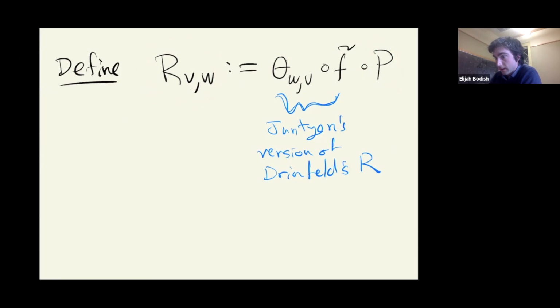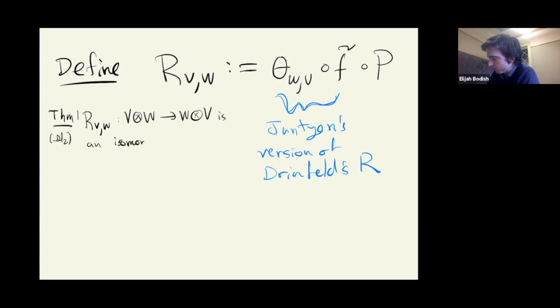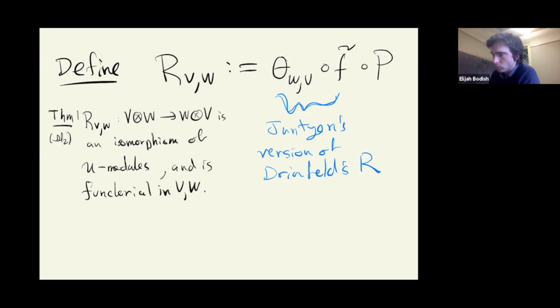So the theorem is that R_VW from V tensor W to W tensor V, and this is really theorem 1, just for the SL2 version, is an isomorphism of U modules and, this is pretty important actually, functorial in V and W. So the proof of this is postponed. Since we're really just still at the SL2 case, I want to instead look at an example.